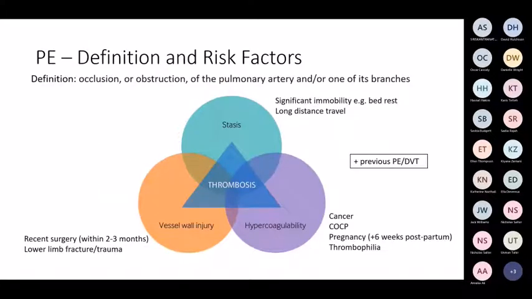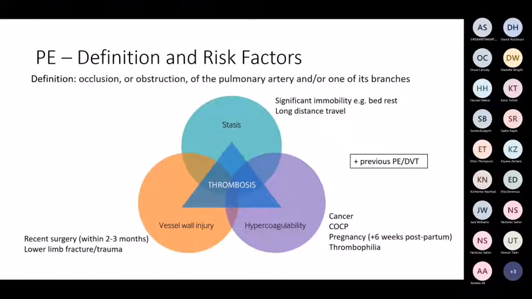So coming on to talking about PE. The definition of a pulmonary embolism is an occlusion or obstruction of the pulmonary artery and/or one of its branches. And emboli can be lots of different things. So there's the mnemonic FAT BAT, which stands for fat, air, thrombus, bacteria, amniotic fluid, and tumour, which are all the different things that can cause emboli. But when we talk about PEs, it's pretty much synonymous with just being a thrombus.